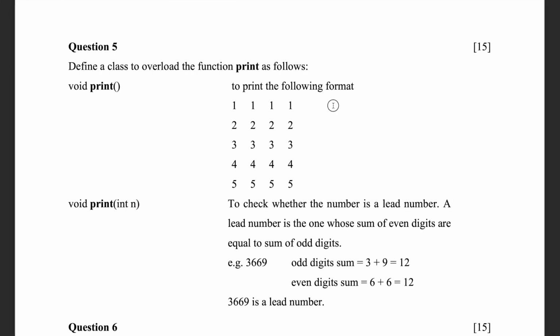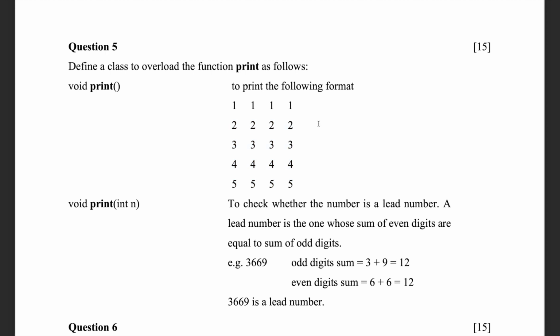Now the first one is to print the following format. So you have 5 lines of output. The first line has 4 ones, then the next has 4 twos, 4 threes, 4 fours, and 4 fives. It is not 5 ones, it is not a 5 into 5 loop, it is a 5 into 4 loop. Obviously you can write 5 print statements to print this out, but I don't think you will get full marks because it's a 15-mark question. Half the marks for this function, half the marks for the other. So you will have to write a nested for to print this pattern.